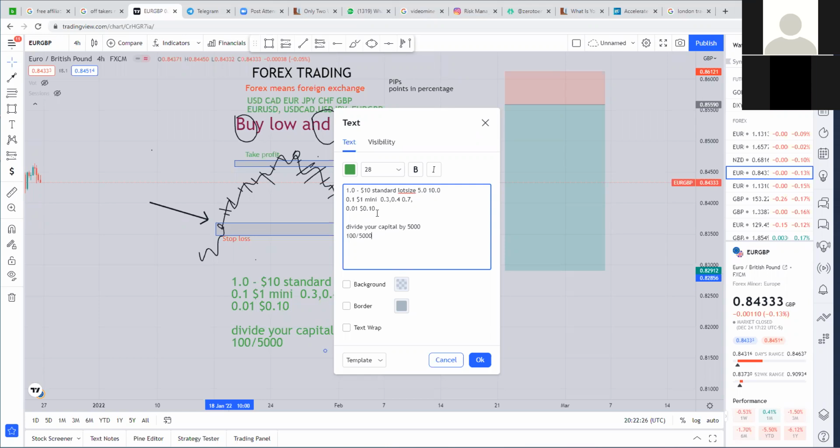But if you want to start using stop loss, I calculate, divide 100 by 5,000. Then you can, and your risk management is top notch.